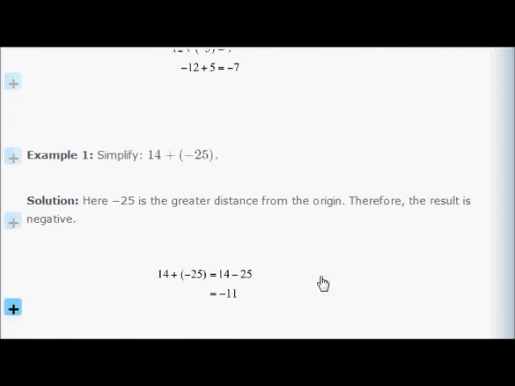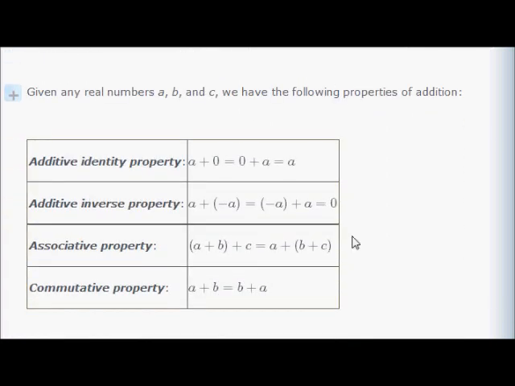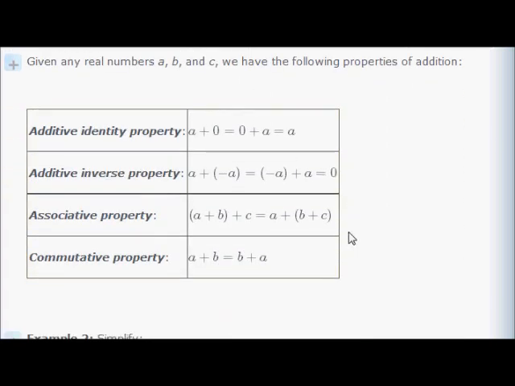Okay, so here's another example. 14 plus negative 25 is the same as 14 minus positive 25, which is 14 minus 25, which is negative 11, as you can see here. Okay, 14 plus negative 25, 14 minus 25, negative 11. The 14 is of smaller magnitude than the 25, meaning it's closer to the origin, so the negativity will prevail. We'll end up with a negative number.